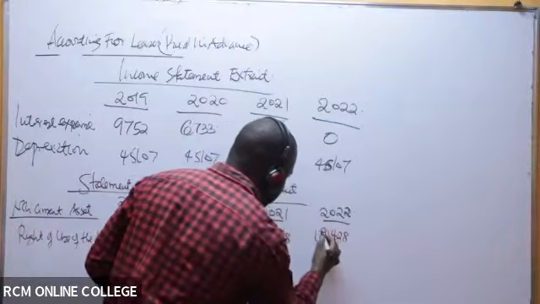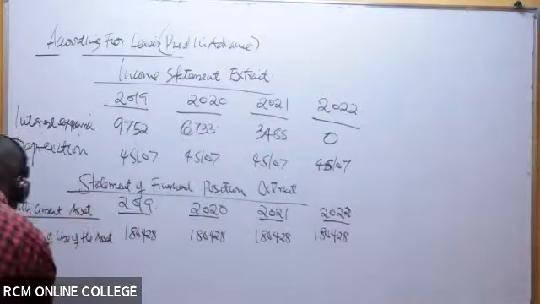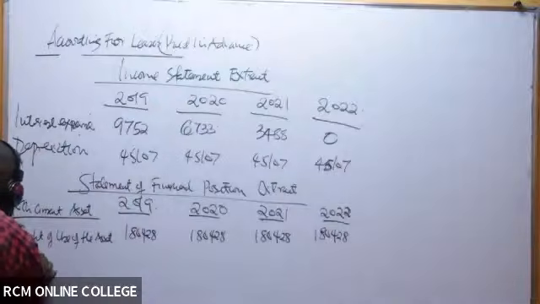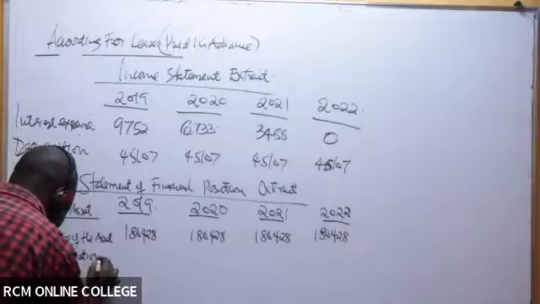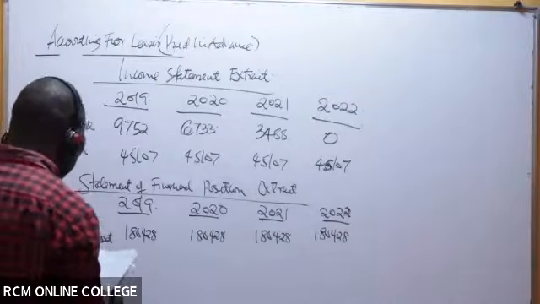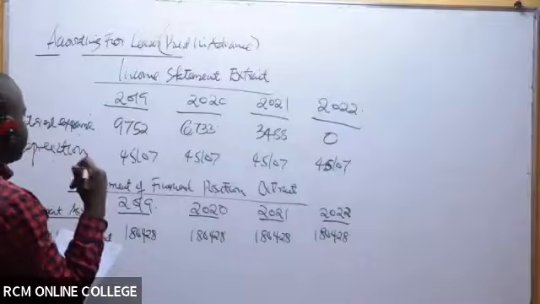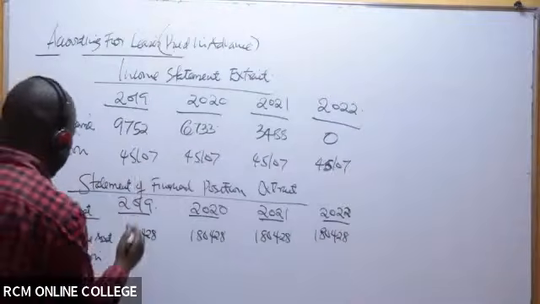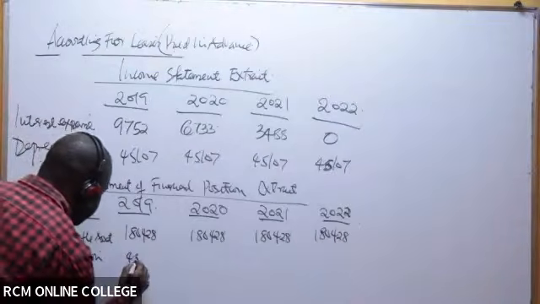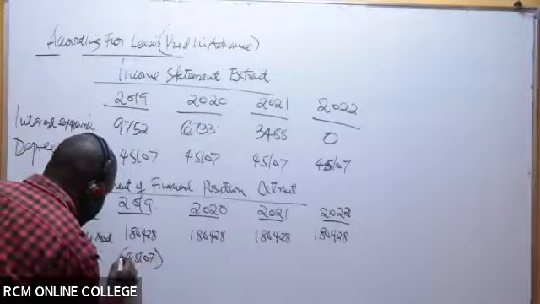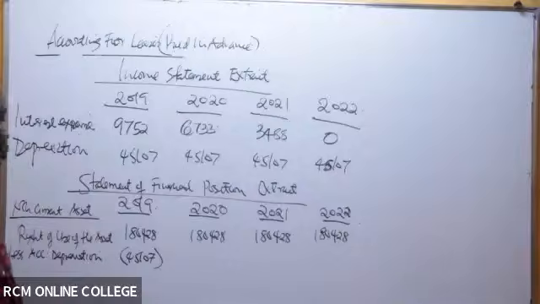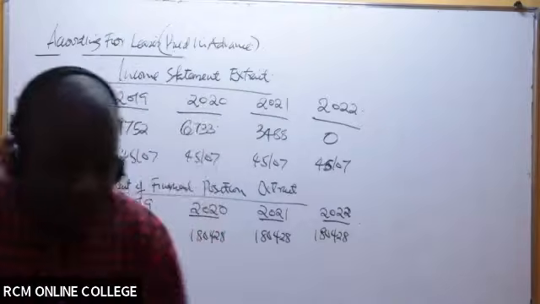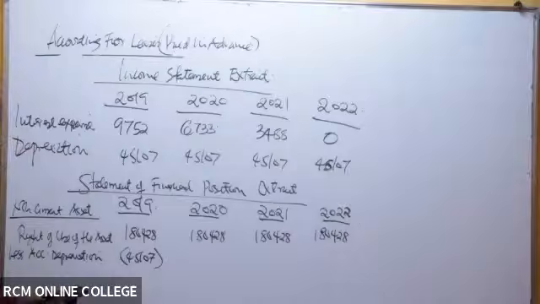180,428. But now you need to minus what? Less the accumulated depreciation. So the depreciation in this case, in the first year, is here: 45,107. So this one we will less 45,107. But now here you'll have to add the two. When you add the two, 45,107, I think you'll get 90.